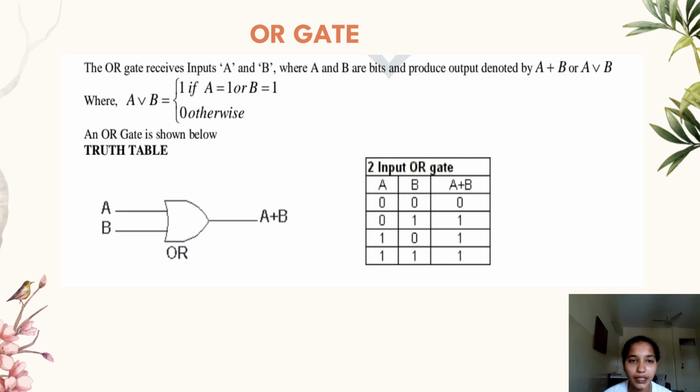OR gate. The OR gate receives inputs A and B, where A and B are bits, and produces output denoted by A plus B, where A plus B is equal to 1 if A is equal to 1 or B is equal to 1, 0 otherwise. An OR gate is as shown below.